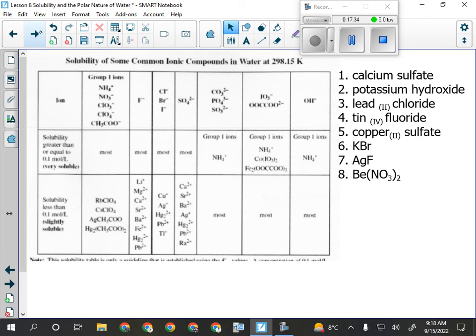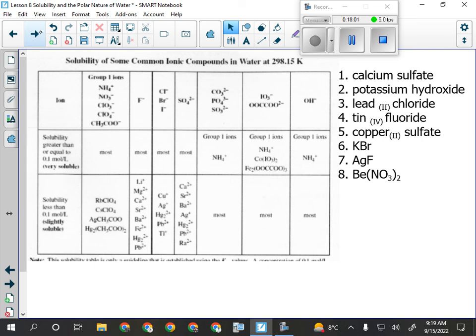The second row tells us the things that are soluble. In this row, you'll see words like most, and you'll see group 1 ions, and a few things listed specifically. These would be the positively charged things that would be soluble with these ions. And then the bottom row are the things that are not soluble.